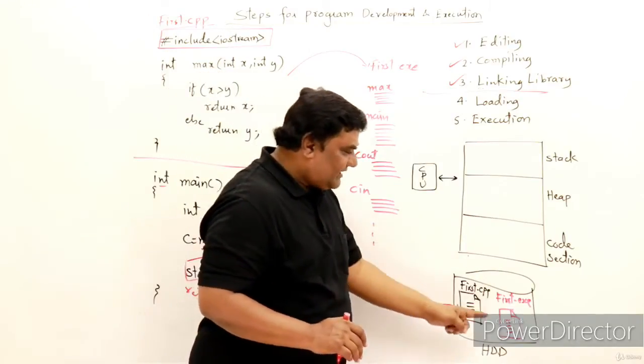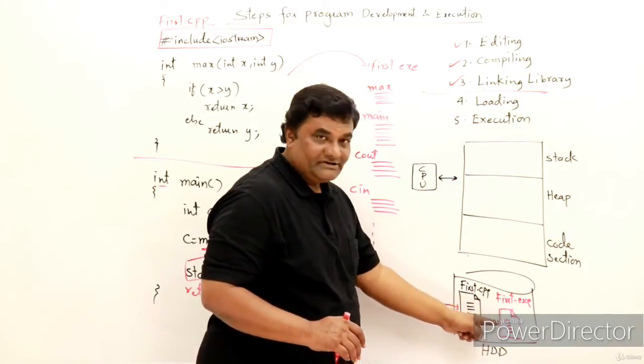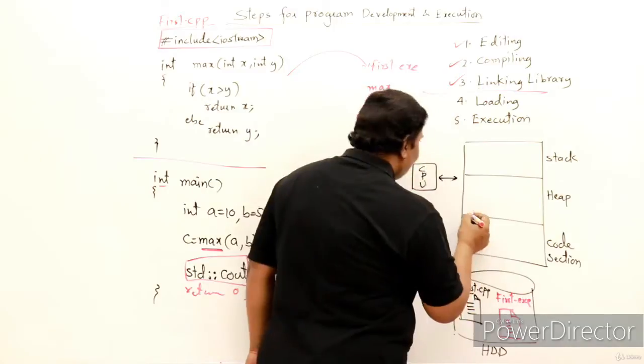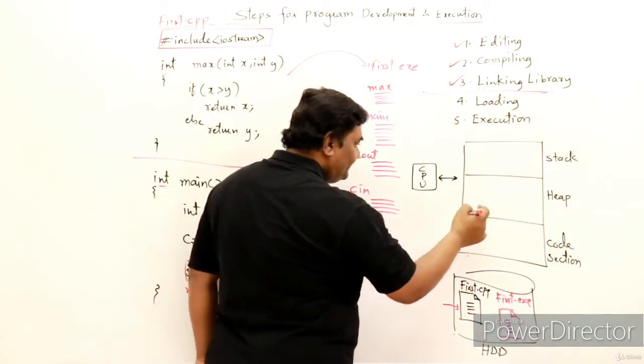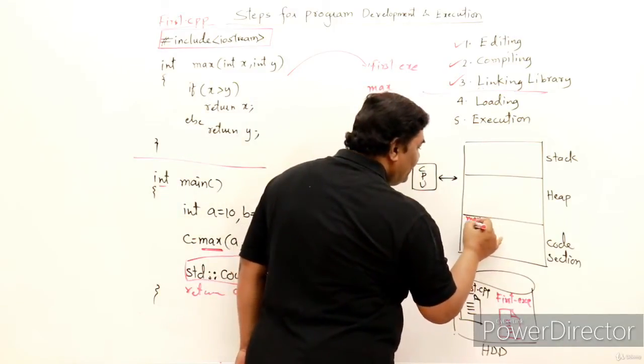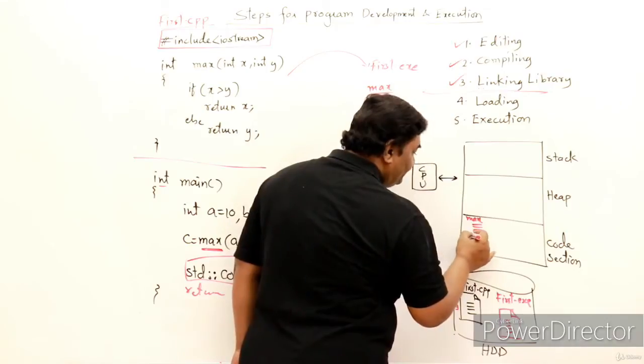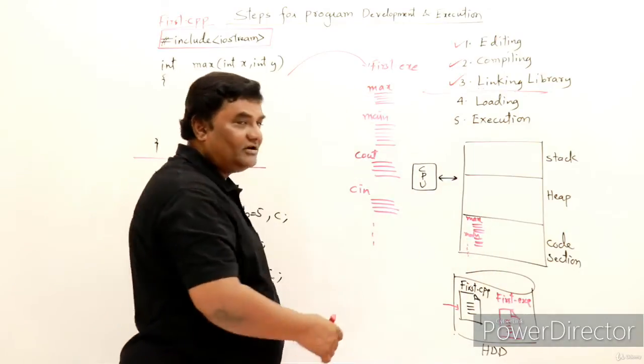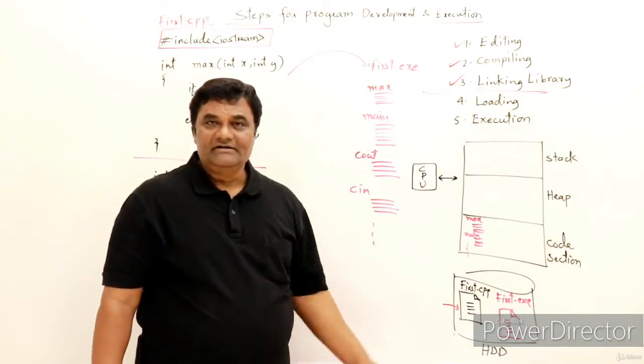For running the program, this program code, machine code, has to be brought into the main memory. Which area? Code section. So all this machine code will be copied in this code section. Main machine code, and so on. I don't have space to show all. So that machine code is copied.